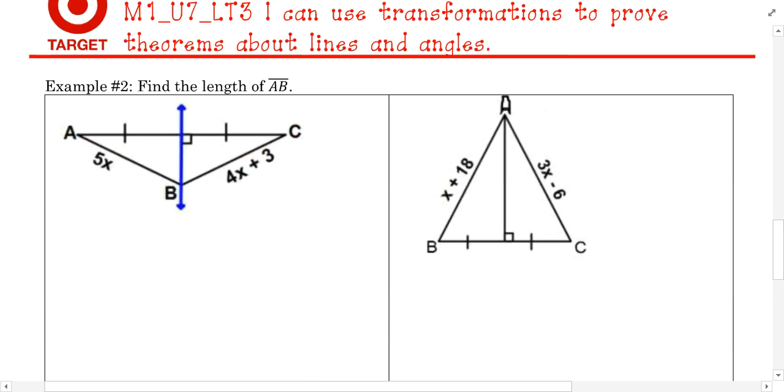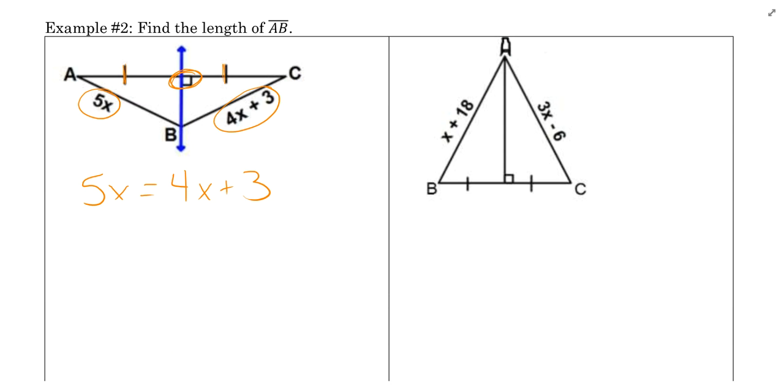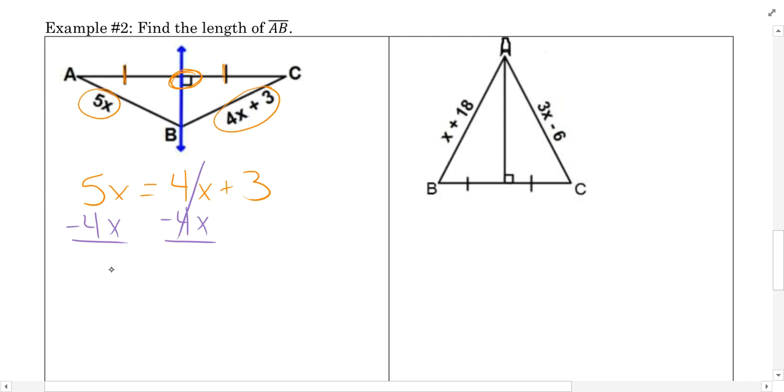Okay, so let's put this to use. Example 2: we want to find the length of AB. I can see that I have a perpendicular bisector, and it bisects AC into two equal parts. Because of the perpendicular bisector theorem, AB is going to be congruent to CB. So I can set up my problem as 5x equals 4x plus 3. If I solve this, subtract 4x from both sides, and I get x equals 3.